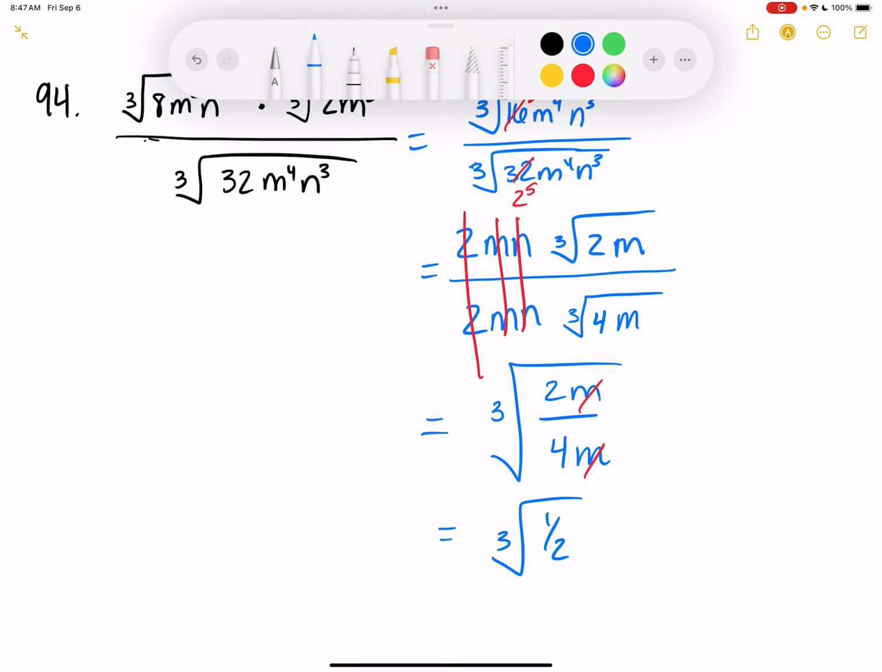And quite frankly, I'm okay if you leave it there. Some people would tell you that you need to rationalize it out and stuff, but I would just leave it there, because you're just going to end up with something that's a little more chaotic if you keep going.